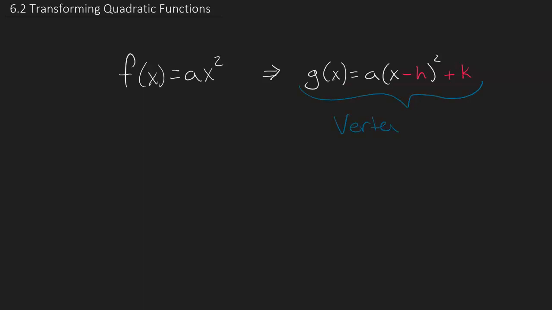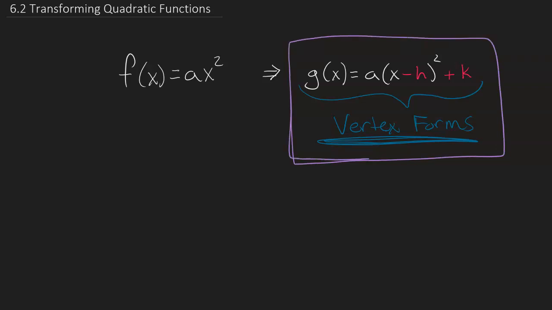So in your notes, make sure you are highlighting or writing it in bold, but this right here is vertex form. Do that in something that stands out, maybe. And vertex form is g of x equals a times the quantity of x minus h squared plus k.